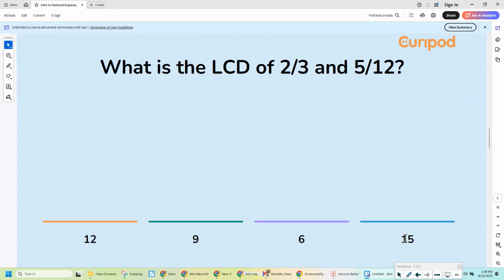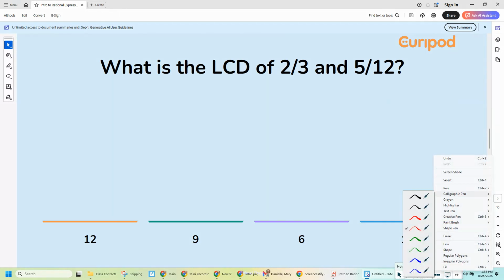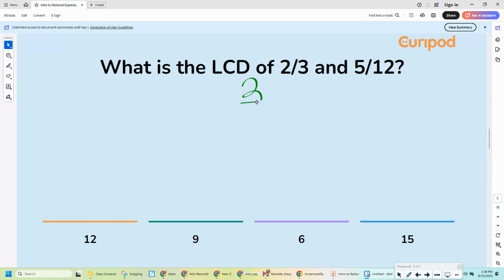Let's practice. What is the least common denominator of 2/3 and 5/12? So I have 2/3 and 5/12. Well, I would think that the least common denominator is going to be 12, right? So I need to turn this one into 12. So what did I multiply 3 by to get 12?